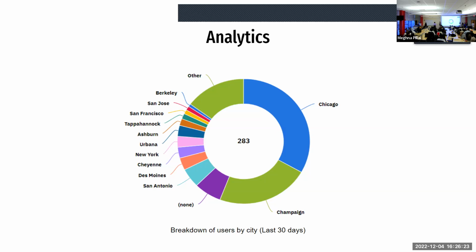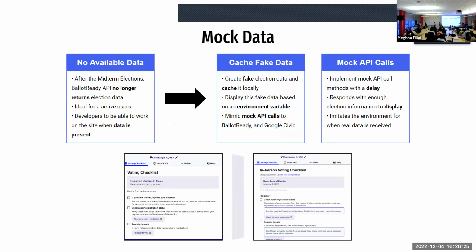And I'll go on to the next slide, where I'll talk about one of the features that I implemented this semester, which is essentially a way of replicating mock data. So to give some context, a lot of the data we use to source our information is this API called Ballot Ready, and that returns polling information, election information from the general location where the user's from. And now that the midterm 22 election is over, that data doesn't get returned to us because it's time based.